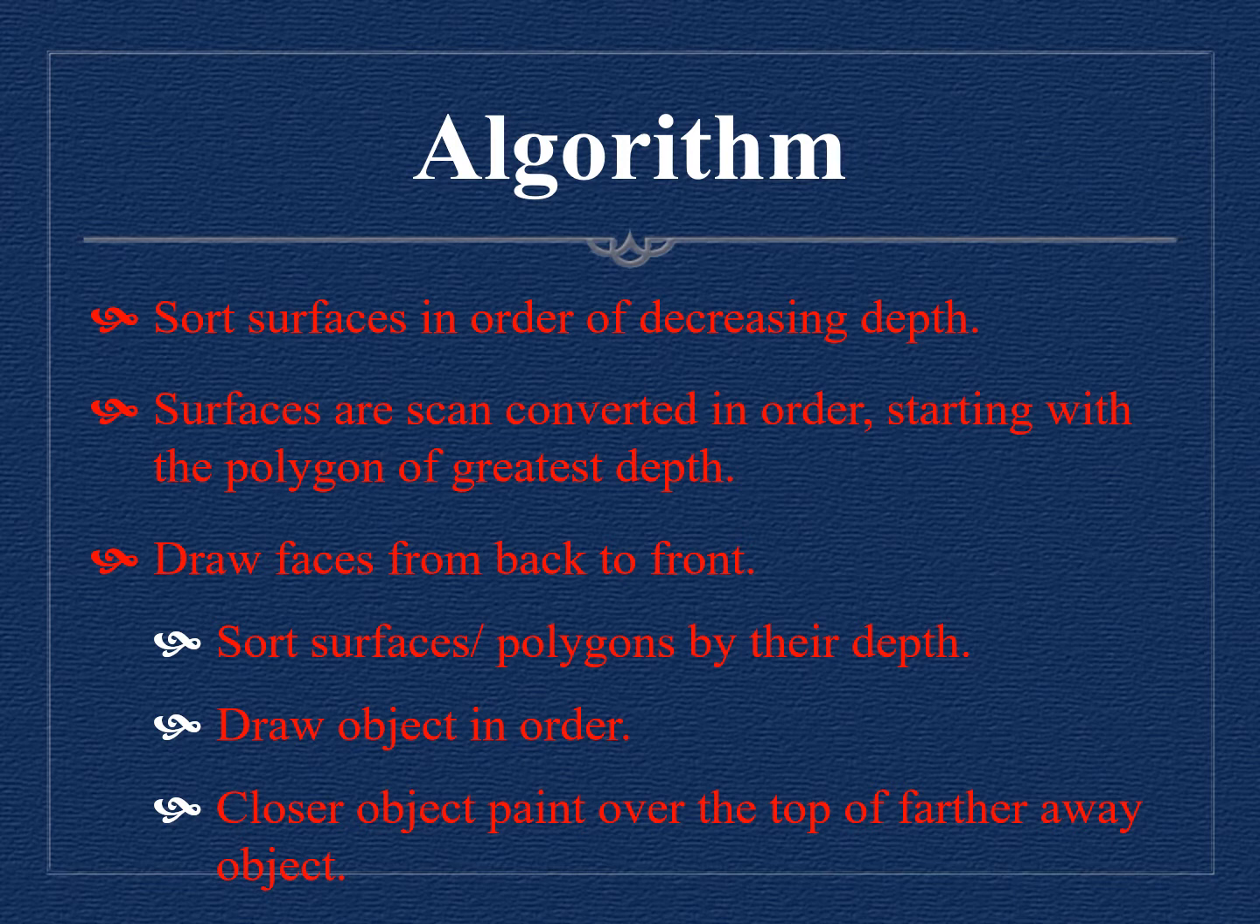Here are some steps for Painter's algorithm. First, sort surfaces in order of decreasing depth. Surfaces are scanned and converted in order, starting with the polygon of greatest depth. Draw faces from back to front. Sort surfaces or polygons by their depth. Draw objects in order. Closer objects paint over the top of farther away objects.